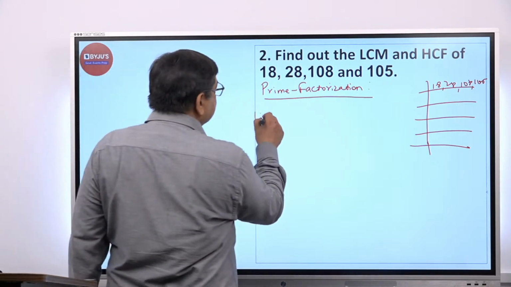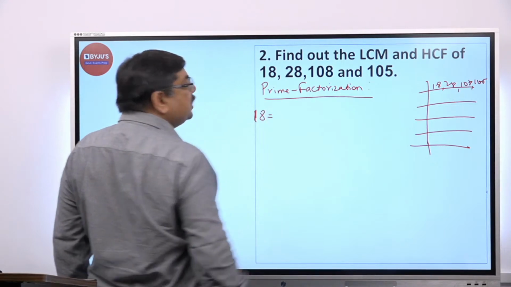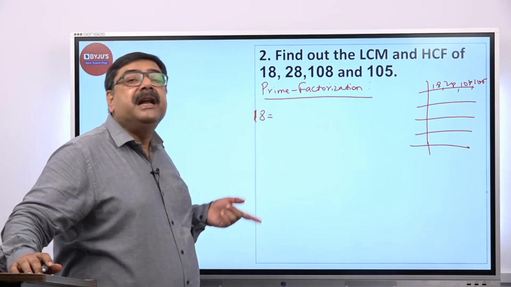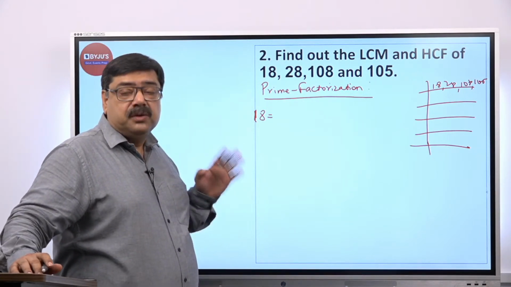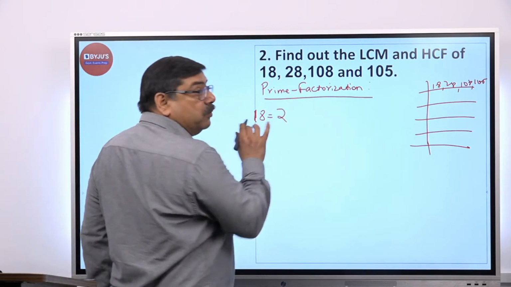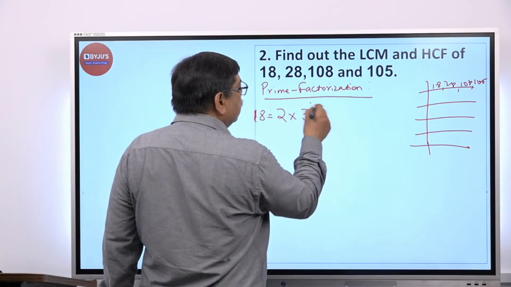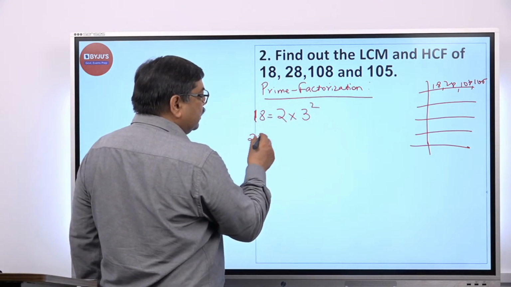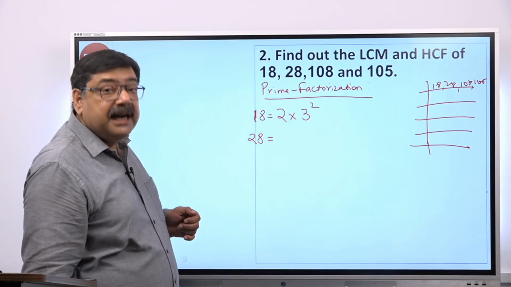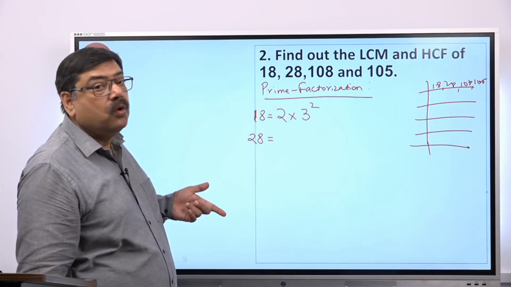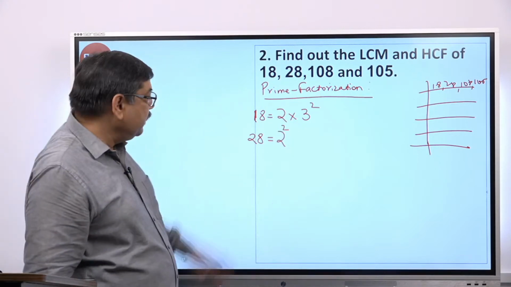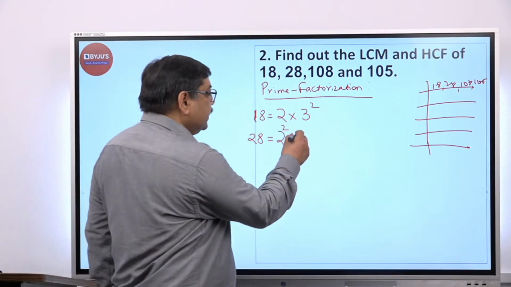But what you could have done is 18. How many 2's are there in 18? Powers of 2. Divisible by 2? Yes. Next power of 2 is 2 square, so 4. Is it divisible by 4? No. So divide this by 2. What is left? 9. So it is 2 into 3 square. Absolutely fine. 28. Divisible by 2? Yes. Divisible by 4? Yes. Divisible by 8? No. So there are only 2 2's here. So divide by 4. 4 7's are 28, so you get a 7 here.